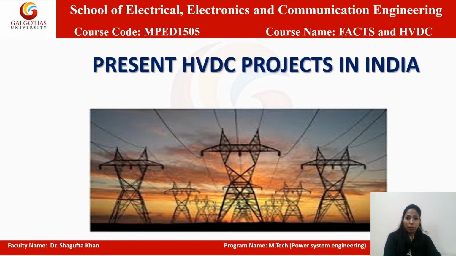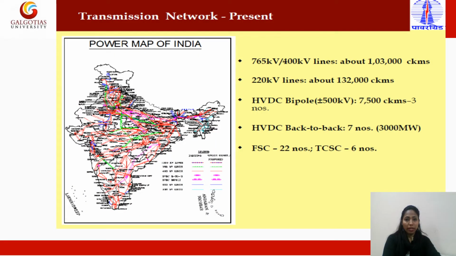So this topic comes under the subject FACTS and HVDC. In the transmission network at present, we have voltage levels of 765 kV, 400 kV, and 220 kV transmission lines. Then an HVDC back-to-back combination is there. Then a total of 22 fixed series capacitors are already installed in the AC transmission system. Then there is a thyristor controlled series capacitor, TCSC. 6 TCSCs are installed in the AC transmission system.